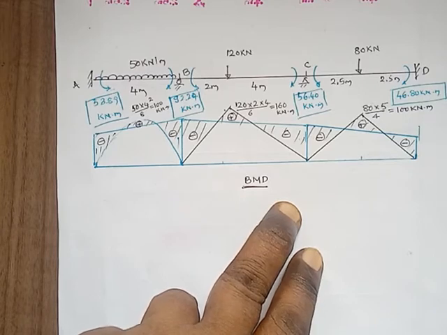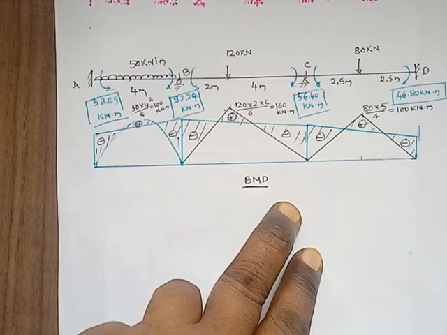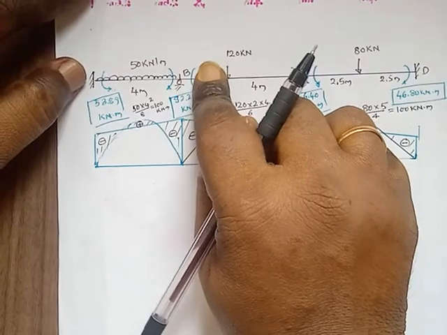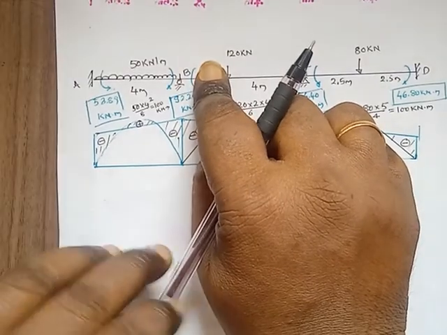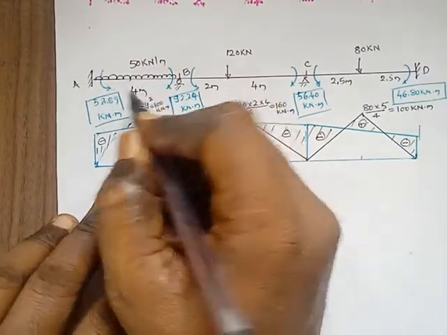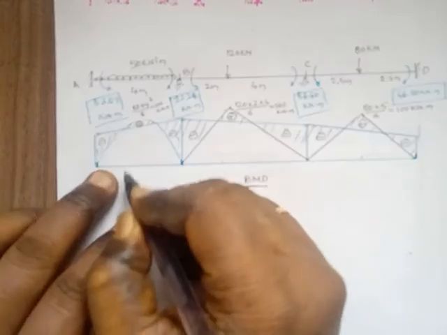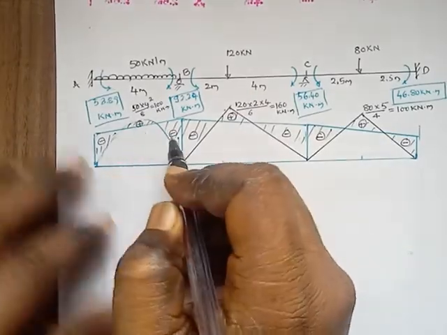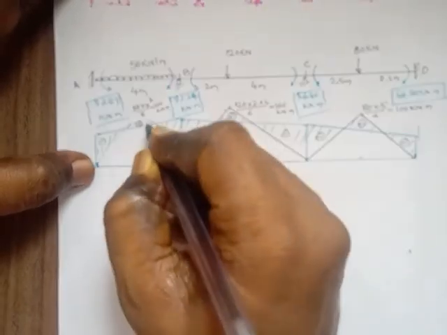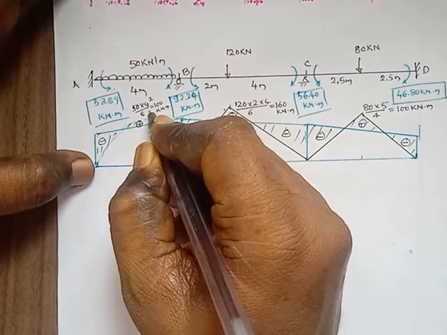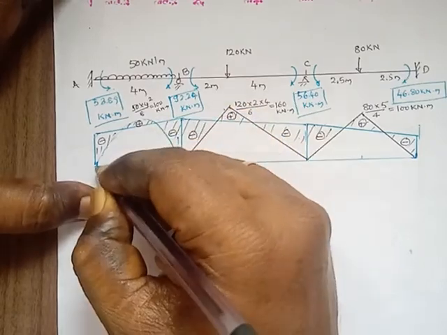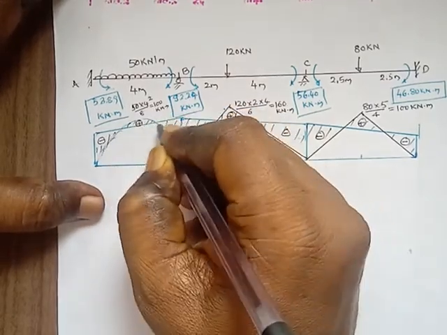Support moment diagram. We have to overlap on this the simply supported beam bending moment diagram. First, for A to B, there is a UDL of intensity 50 kilonewton per meter. The maximum bending moment in the simply supported beam: at the support the bending moment is 0. At the center the ordinate is maximum, that is WL square by 8, 50 into L square by 8, that one is 100 kilonewton meter. This one is the sagging moment.